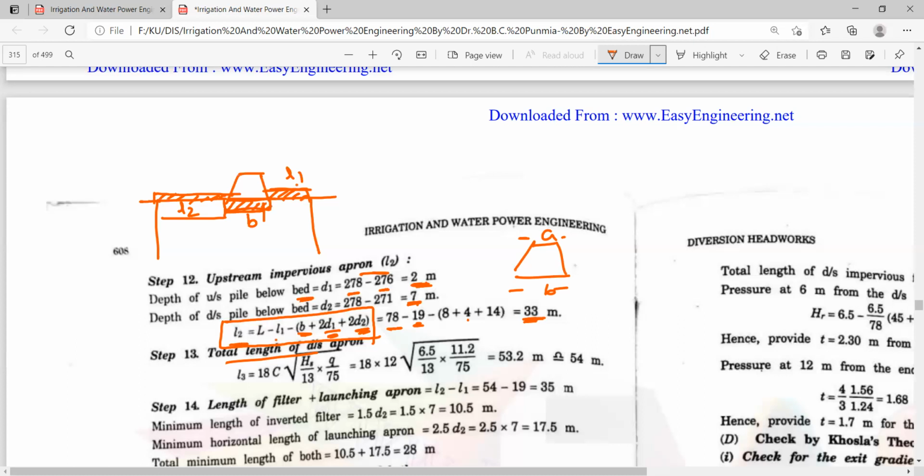So this L1 can be calculated as 2.21 C into under square root of HS by root 30. From this formula we are able to calculate this L1. How to calculate this L2? L2 is equal to total length of creep minus L1 minus B minus 2D1 minus 2D2. So this is D1, this is D2. This is 7 meters in our case, this is 2 meters in our case. So from this we can calculate the L2.